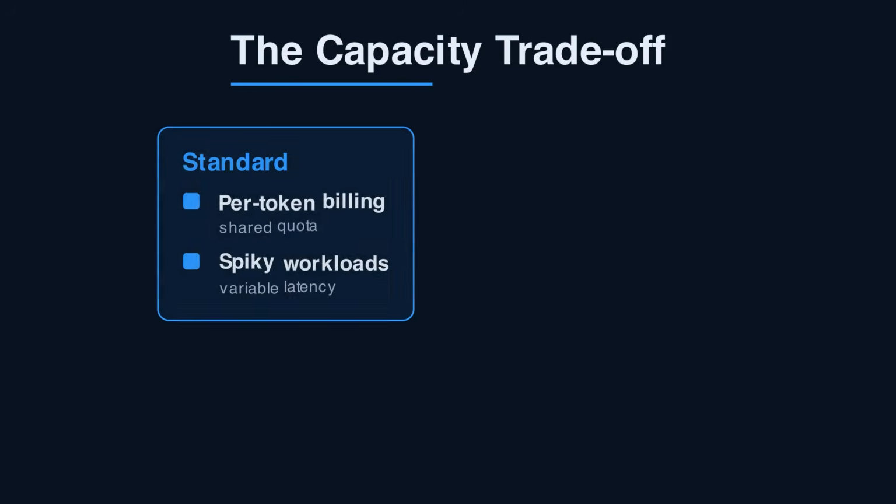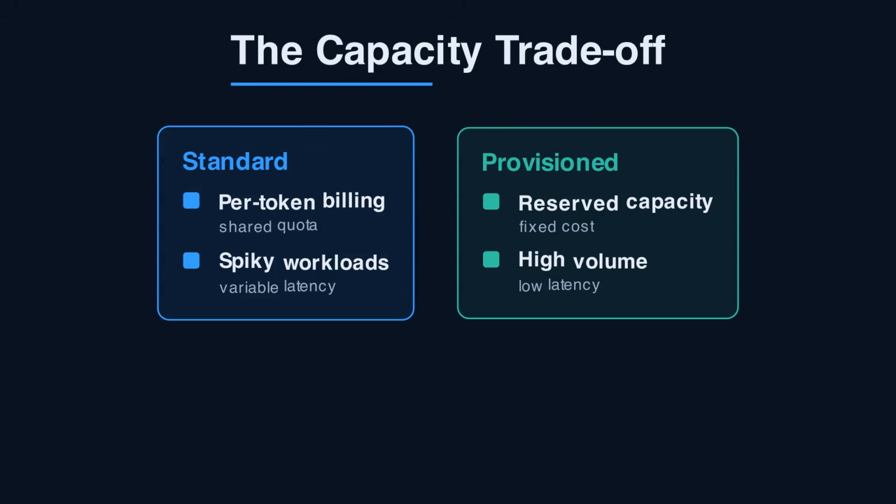The last architectural lever is how you buy capacity. Pay as you go, the standard tier, bills per token and is perfect for spiky or low volume workloads, but your quota is shared and latency varies. Provisioned throughput units, PTUs, reserve dedicated capacity for predictable, low latency, high volume traffic at a fixed cost, whether you use it or not. The rule of thumb: start standard, measure your sustained tokens per minute, and move to provisioned only when volume justifies the commitment. Pricing and quota defaults change often, so check the current Azure docs before you size anything.